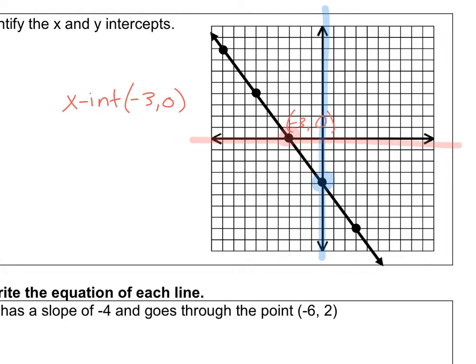With y-intercept, we're looking where it crosses the y-axis, so that point right there. So with every single y-intercept, it's a 0 for x and then some number for y. So here I can count it 1, 2, 3, 4, which would give you a -4. So there's my x and my y-intercept.